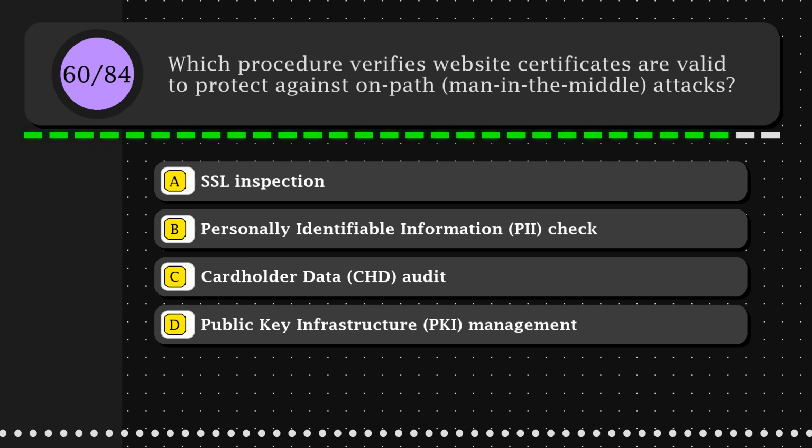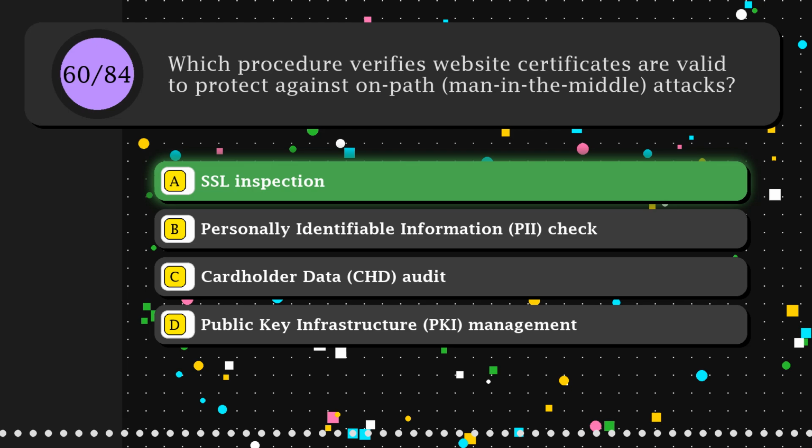Question 60. Which procedure verifies website certificates are valid to protect against on-path, man-in-the-middle attacks? Option A. SSL inspection. Option B. Personally identifiable information, PII, check. Option C. Cardholder data, CHD, audit. Option D. Public key infrastructure, PKI, management.